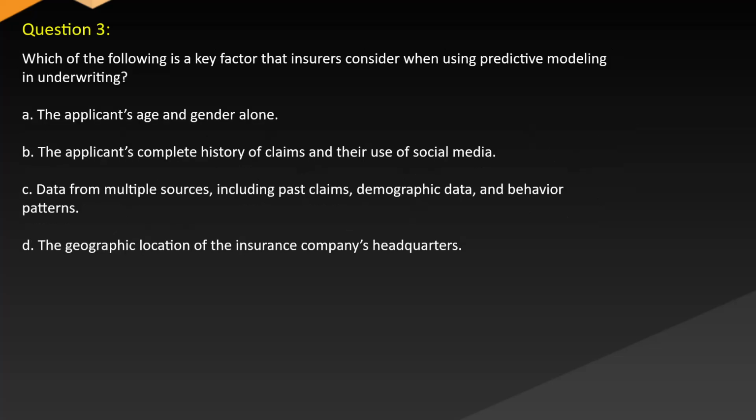Question 3. Which of the following is a key factor that insurers consider when using predictive modeling in underwriting? A. The applicant's age and gender alone. B. The applicant's complete history of claims and their use of social media. C. Data from multiple sources, including past claims, demographic data, and behavior patterns. D. The geographic location of the insurance company's headquarters.